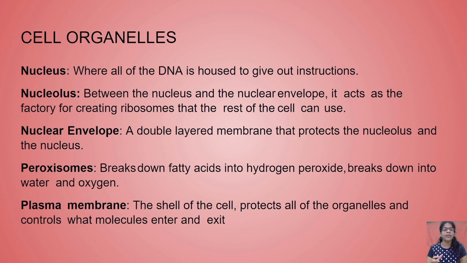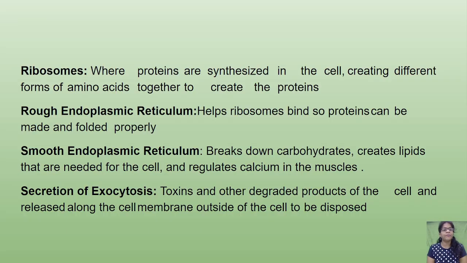Next comes the nuclear envelope. The nuclear envelope is a double-layered membrane that protects the nucleolus and the nucleus. It is generally continuous with the smooth endoplasmic reticulum and also the rough endoplasmic reticulum. I will tell you later. Peroxisomes are other organelles meant for the breakdown of fatty acids, producing hydrogen peroxide, water and oxygen. And the plasma membrane, as I told you, protects all the organelles and controls the molecular entry and exit.